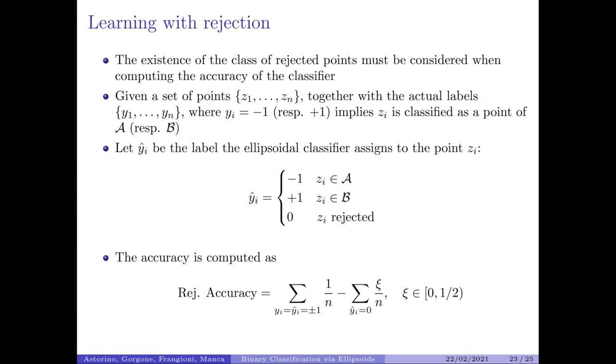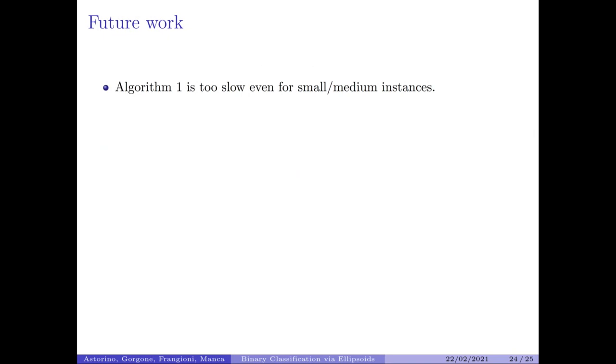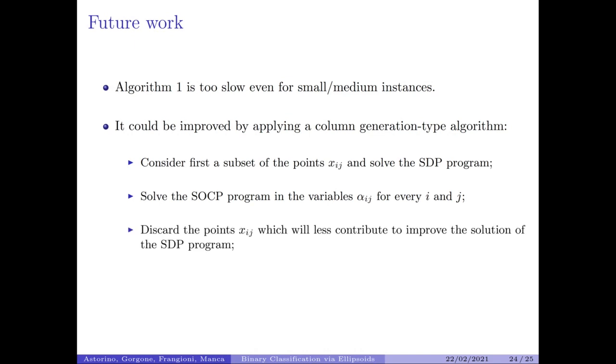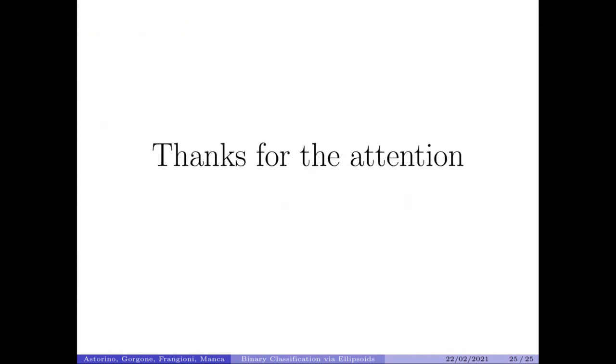For this approach, I don't have any results because it's super slow even for small instances. So what we are doing now in order to obtain some results is improving the speed of the algorithm, and we're thinking about using a column generation type heuristic. The idea is to consider only a subset of points x_ij, solve the first SDP program, and then update the variables alpha_ij for every i and j using the first ellipsoid. Then we try to find a criterion that says that some point x_ij will not contribute to improving the solution of the next SDP program, and iterate this process until we consider every point x_ij, discarding every point which is not relevant to improving the solution. For now, we are working on this. And yes, I think I'm done. Thanks for the attention.